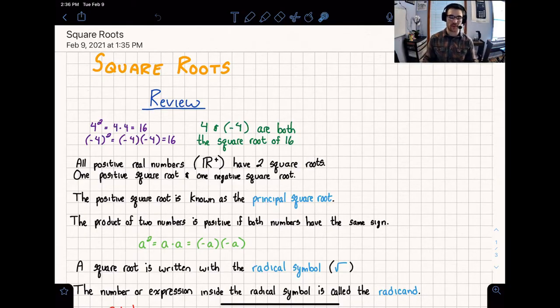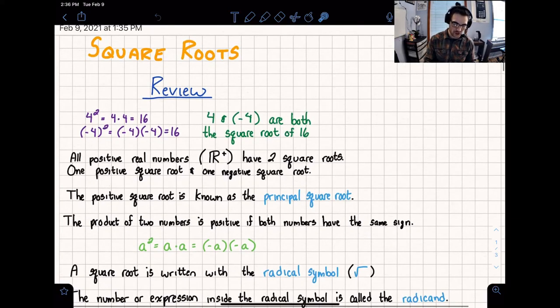Before we begin talking about the square root, we're going to do a quick little review here. As we should know, 4 squared is equal to 4 times 4. The square tells us we multiply the 4 into itself 2 times. 4 times 4 equals 16. We should also know that negative 4 squared is equal to negative 4 times negative 4, which also gives us a positive 16.